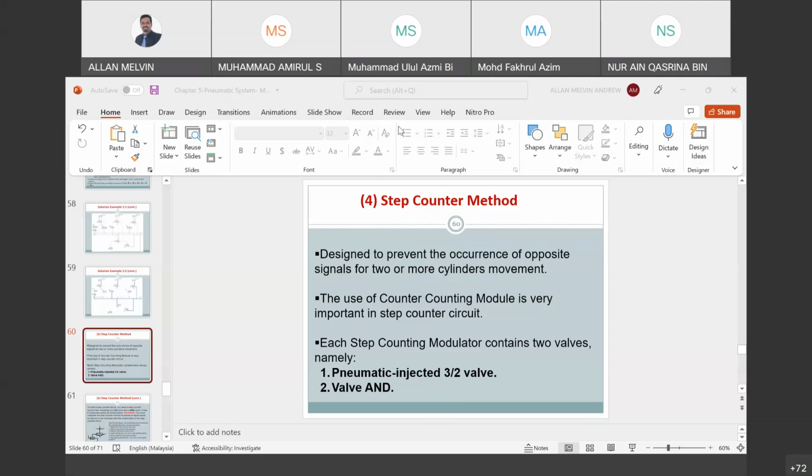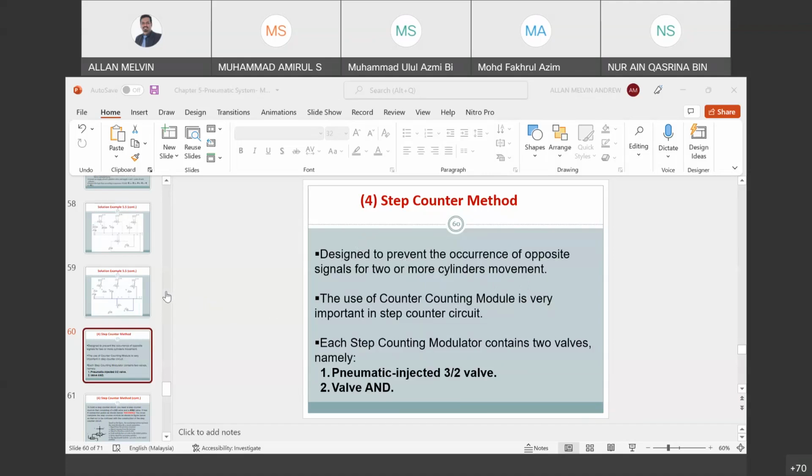The purpose of the step counter module is only to give a trigger signal. So for a trigger signal, you don't need to use a sophisticated valve. Okay, so the answer to this question: you may replace it with 5/2, but it will be underused. Usually 5/2 or 4/2 we use to control a double acting cylinder. Okay, so that's the first question.